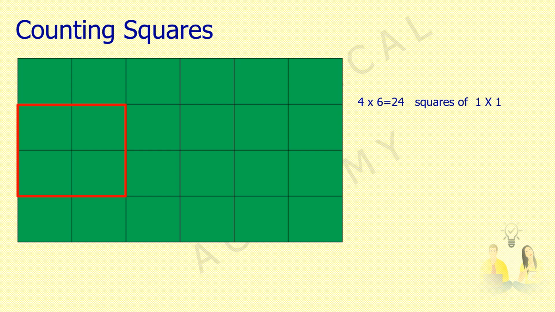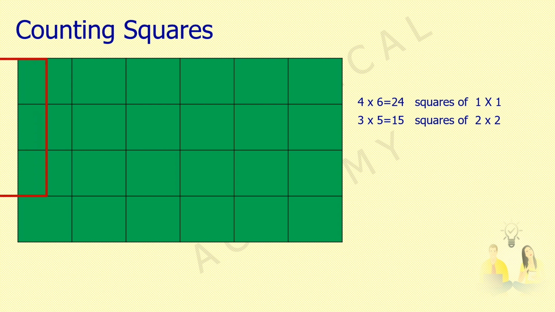Shift one row down. Now in this row also, I'll have 5 squares of 2 by 2. There's one more row in which I can have squares of 2 by 2. Again in this row, we have 5 such squares. So total 3 into 5, 15 squares of 2 by 2.